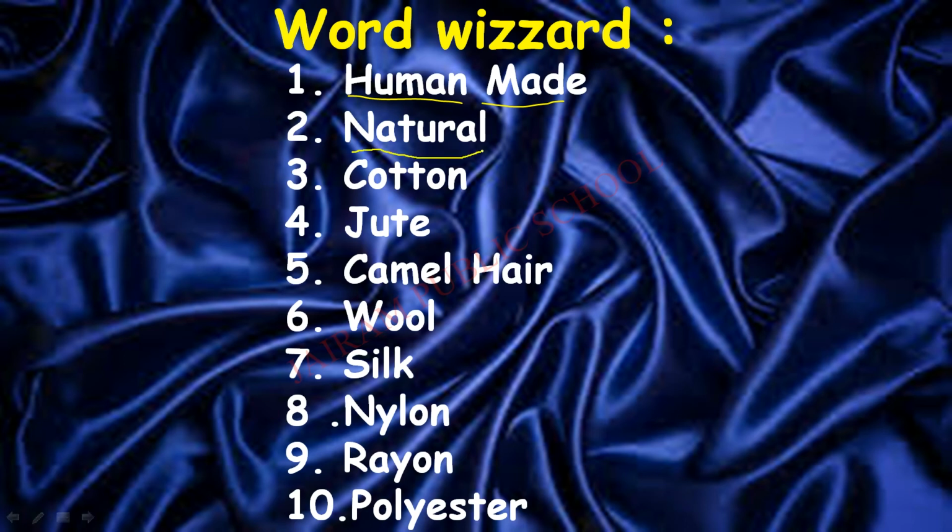Second one. What is this? Natural. Say along with me, dears. N-A-T-U-R-A-L. Natural. Third one. Cotton. C-O-T-T-O-N. Cotton. Fourth one, jute.